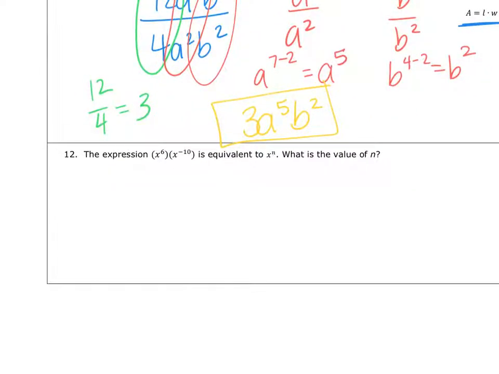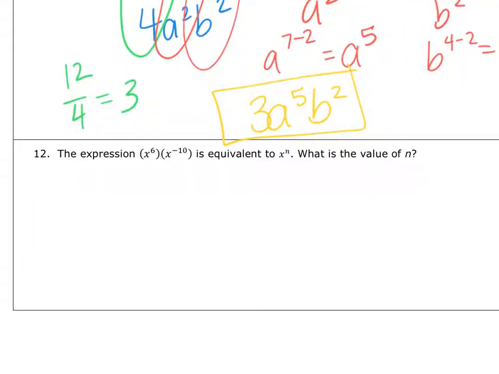Last one, problem 12, the expression x^6 times x^-10 is equivalent to x^n. What is the value of n? So with these exponents, I'm going to add them. So I would normally do x to the 6 plus negative 10, and they're telling me it's equivalent or equal to x^n. So 6 plus negative 10 is negative 4.